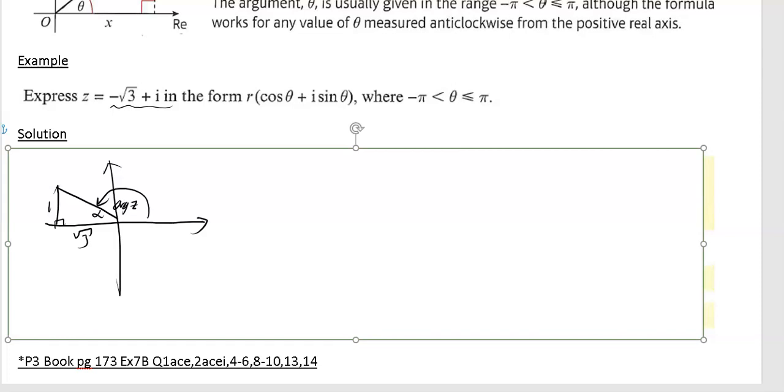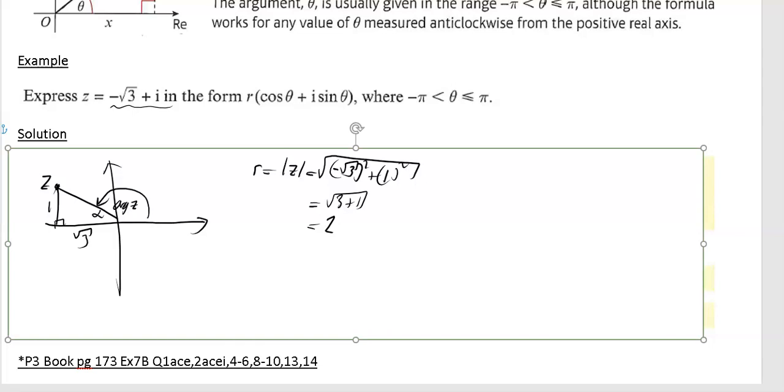Okay, first thing, before I find my argument, is I'm going to find my modulus. So r, remember, is just another way of saying your modulus of z, which is equal to minus root 3 all squared plus 1 all squared, and the square root of that. So minus root 3 squared is going to be 3, plus 1, square root of all that, which is root 4, which works out very nicely just to give you 2.